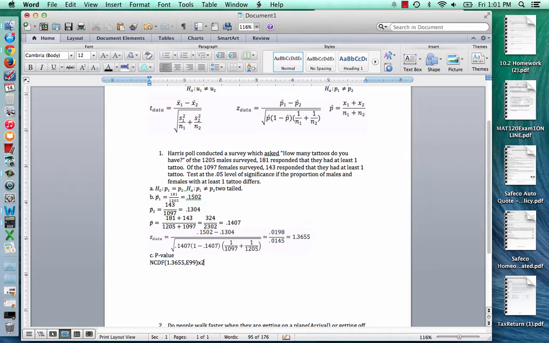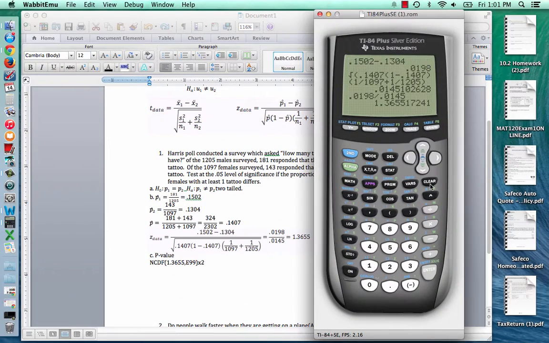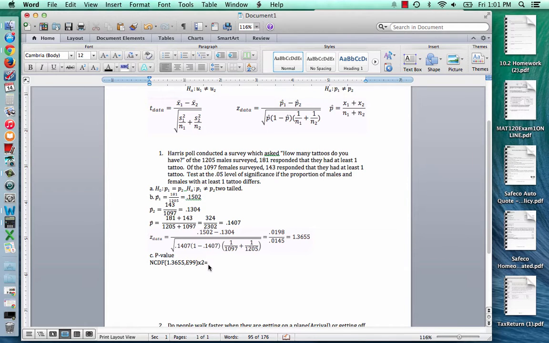So let me type that into the calculator. So second vars, norm CDF, 1.3655, comma, E99. Take that result times 2, so don't forget to end the parenthesis, then times 2. And the p-value would be 0.1721. Alright, and that clearly is greater than alpha, which was 0.05.